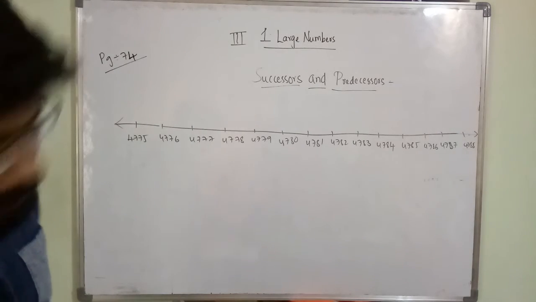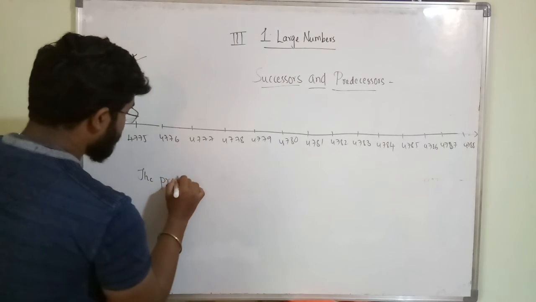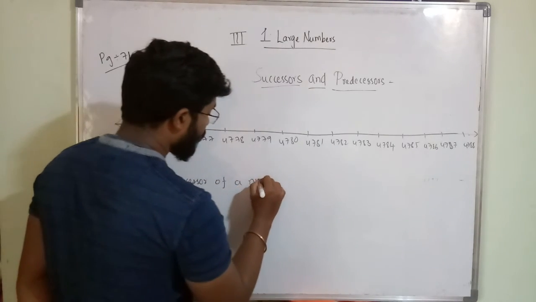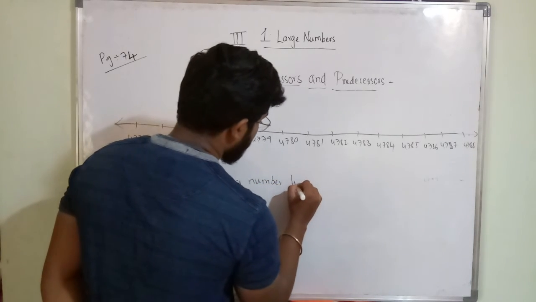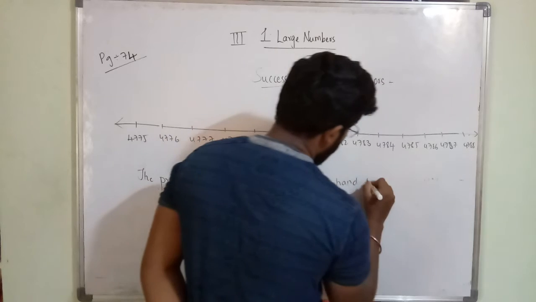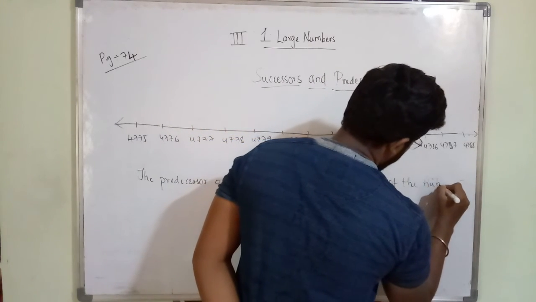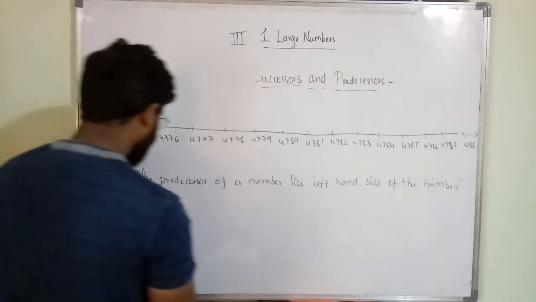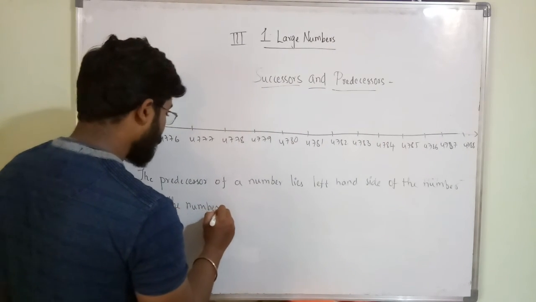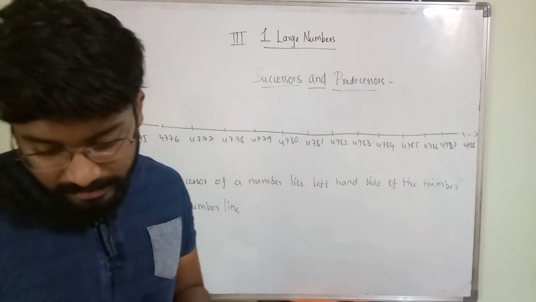So he is telling the predecessor of a given number lies left hand side of the number on the number line. So this is the statement. So let us understand this statement. Okay.